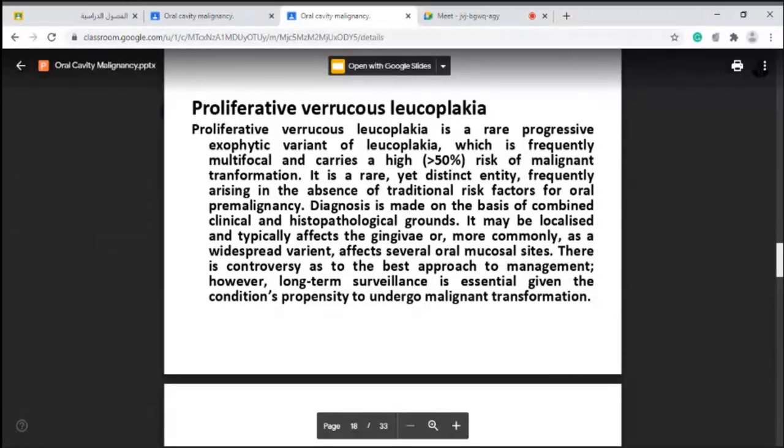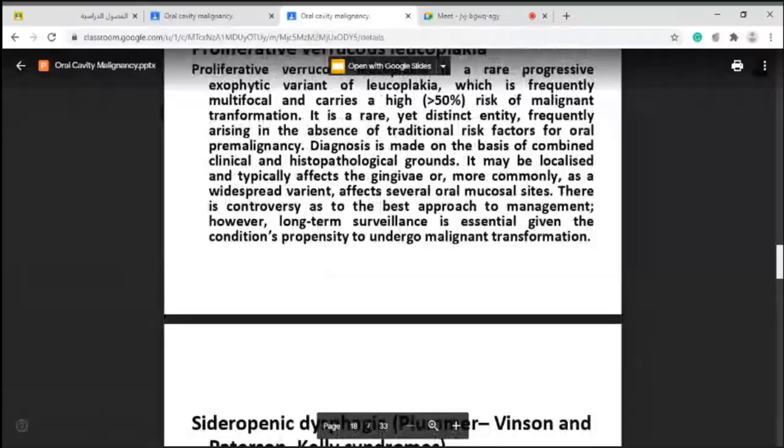Diagnosis is made on the basis of combined clinical and histopathological conditions by biopsy. It may be localized, typically affecting the gingiva, or more commonly as a widespread variant affecting several oral mucosal sites, multifocal, more than one site. And there is controversy as to the best approach to management. However, long-term surveillance is essential, given the patients' potential to undergo pre-malignant transformation. That is, we should follow up those patients for a long time. Any changes, any disturbances, any abnormal findings, we can take a biopsy.